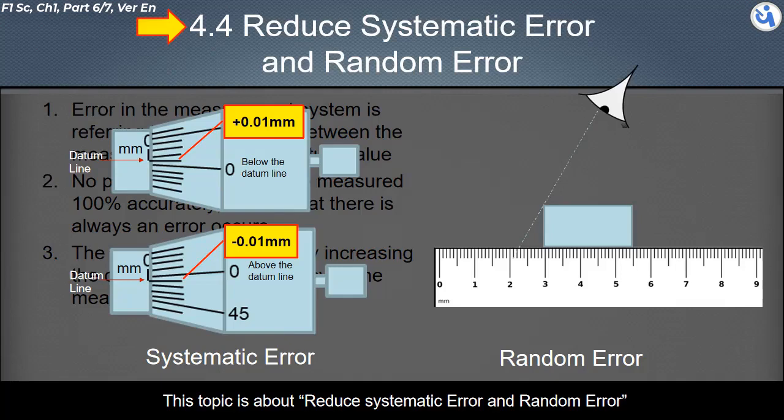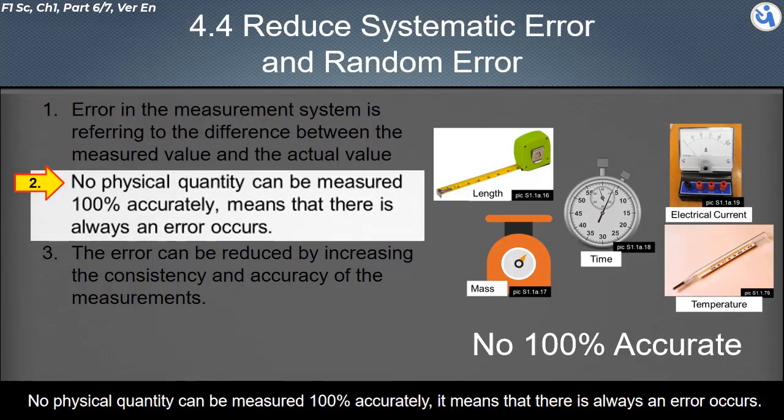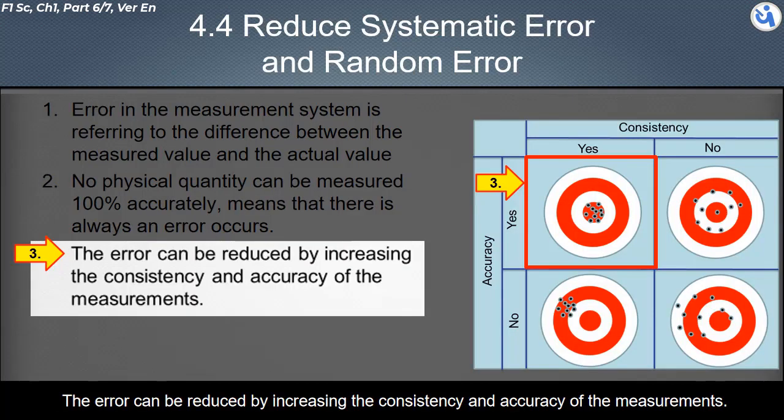This topic is about reducing systematic error and random error. Error in the measurement system refers to the difference between the measured value and the actual value. No physical quantity can be measured 100% accurately. It means that there is always an error. The error can be reduced by increasing the consistency and accuracy of the measurements.